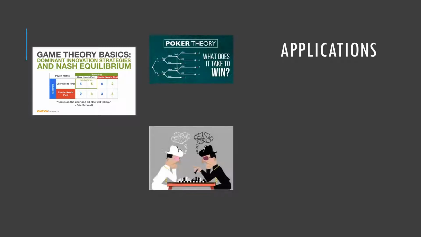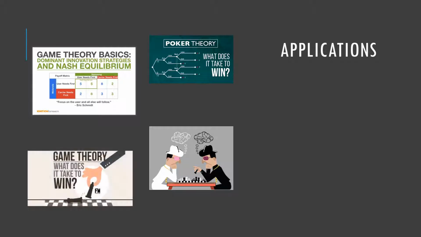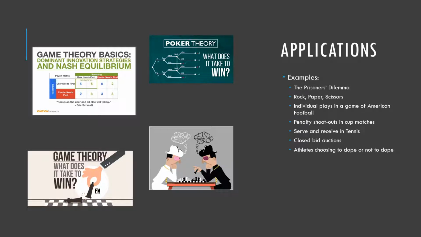So what is game theory all about? Well, in our context, it's really about looking at two businesses and how their decisions and their actions are interrelated. It can also be used in terms of actual games like poker or chess, and looking at what it takes to win versus your opponent. There are lots of other applications as well: penalty shootouts, serve and receive in tennis, individual plays in a game of American football.